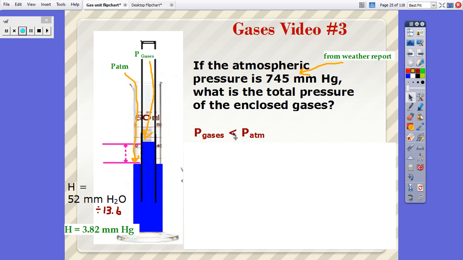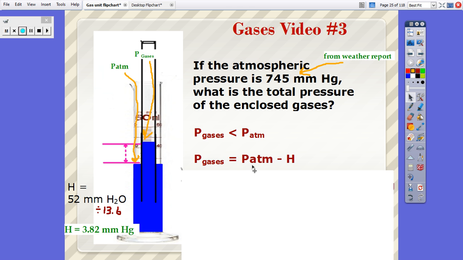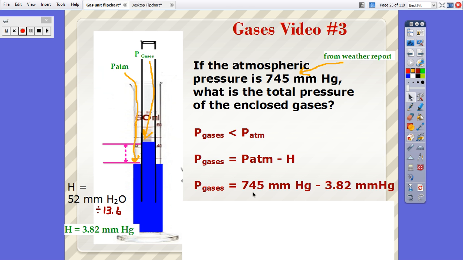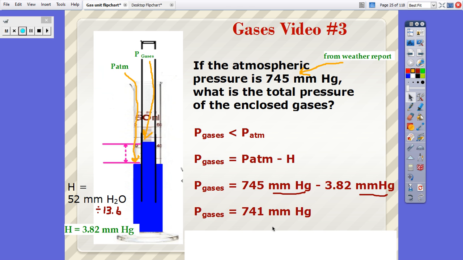Remember, pressure of the gases is less than the atmospheric pressure. So the pressure of the gases is the atmospheric pressure minus this height difference with the matching units. So we're going to bring down our atmospheric pressure and bring over our height difference. And we get 745 millimeters of mercury minus 3.82 millimeters of mercury. Once again, make sure your units match each other. For our final overall answer, this is rounded by significant figures to 741 millimeters of mercury.